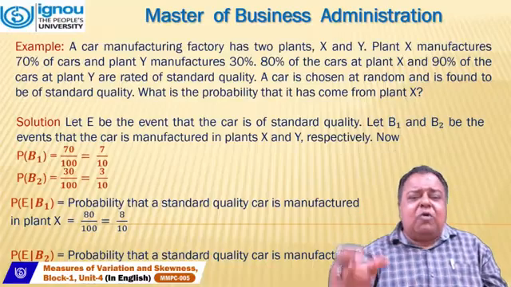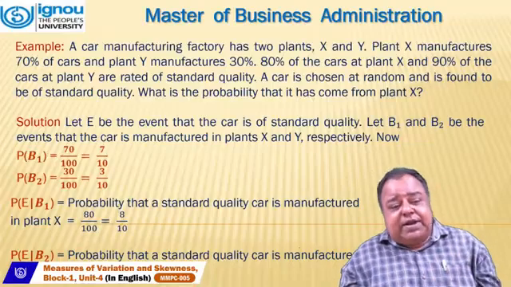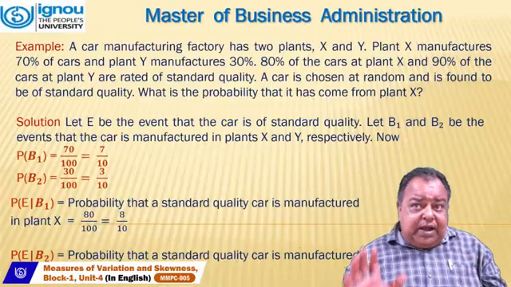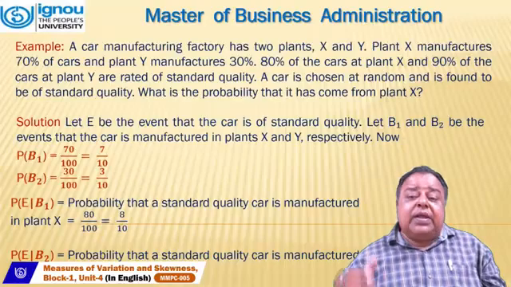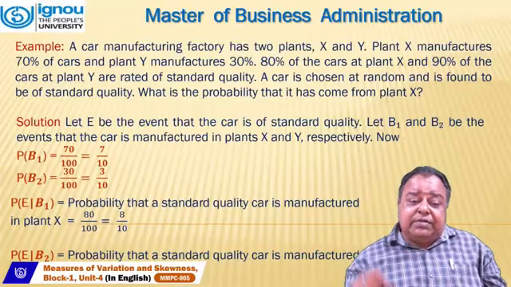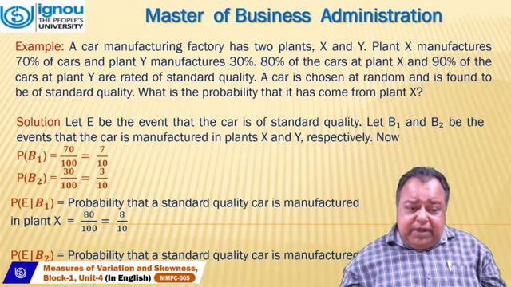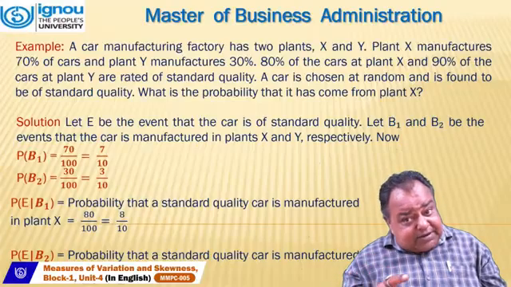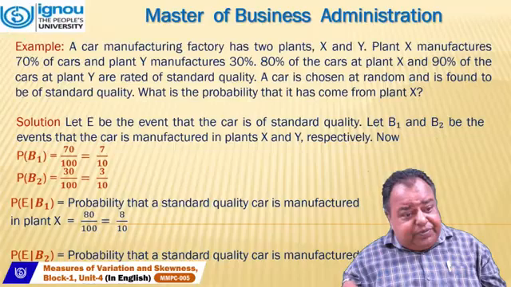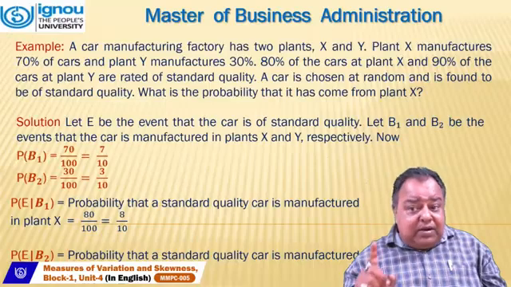Now, mathematically, in terms of probability, how will we evaluate this? E is the event that the car is of standard quality. We are talking about a car manufactured by any plant, but it should be of standard quality. That means, first of all, we have to represent the event: the car is of standard quality. Now, B1 and B2: here we have taken that B1 is a car manufactured by plant X and B2 is manufactured by Y.